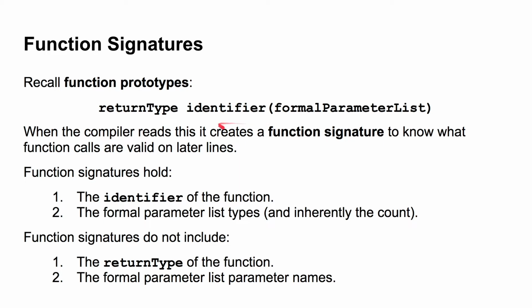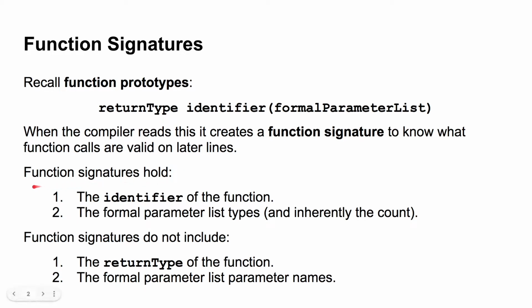Well, when we create this function here, the compiler is going to read this function, and it is going to create a function signature. And this function signature is going to be used by the compiler. So when it sees the calls to the functions later on in your program, it will know that those are valid function calls. So what is a function signature exactly?